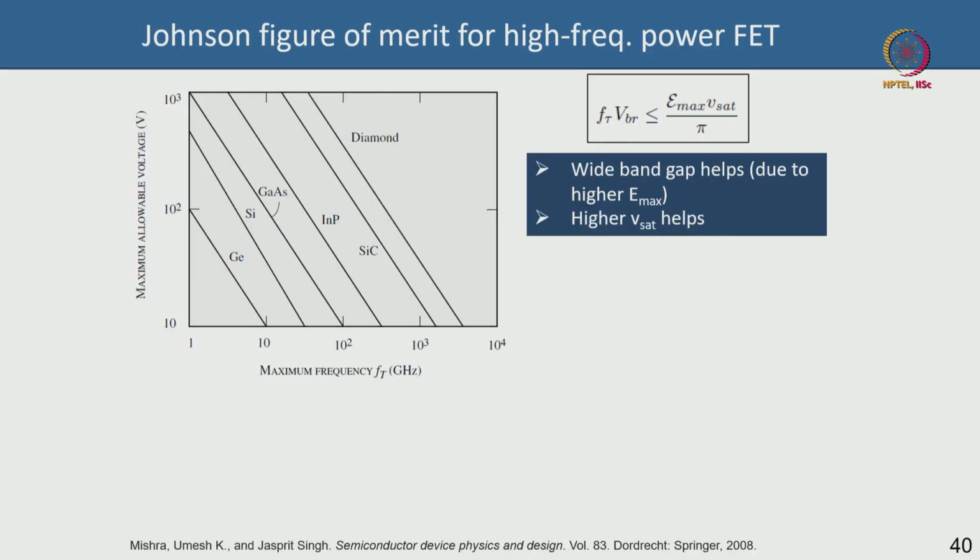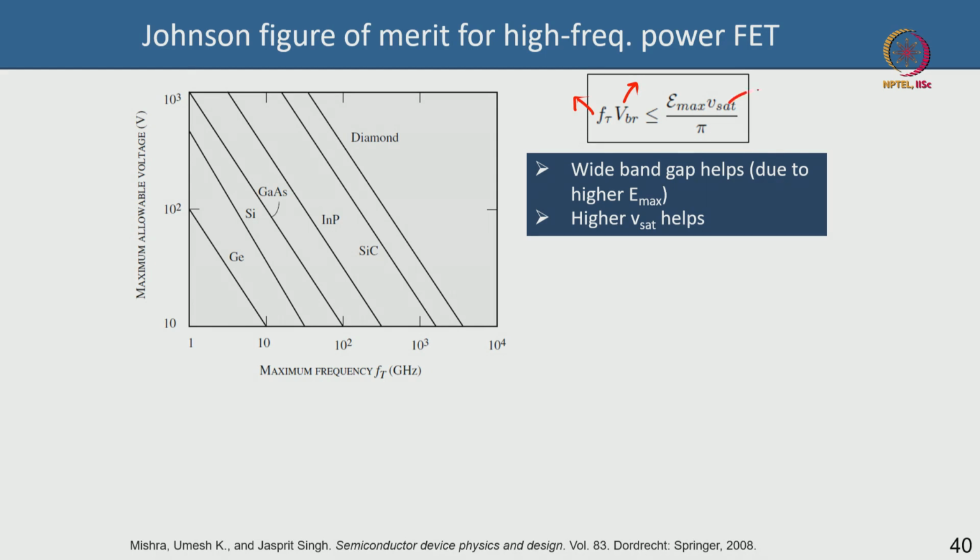Okay. Now this is a very important point that we are coming to in this slide, which is called the RF power figure of merit. We also call it the Johnson figure of merit for high frequency power transistor. What it says is that the product of the cutoff frequency and the breakdown voltage is constant for a given material, and it depends on two material parameters.